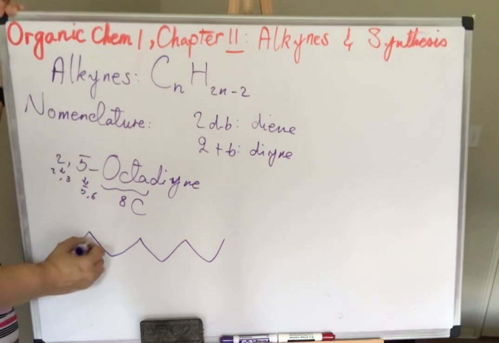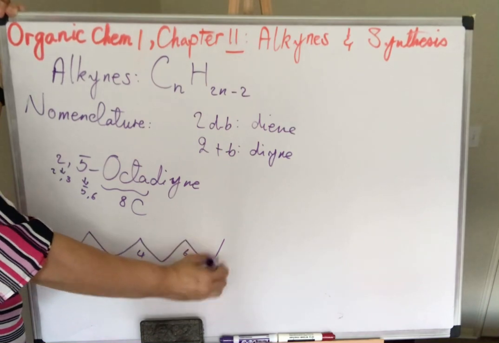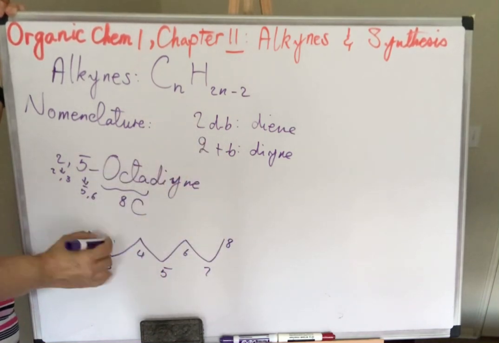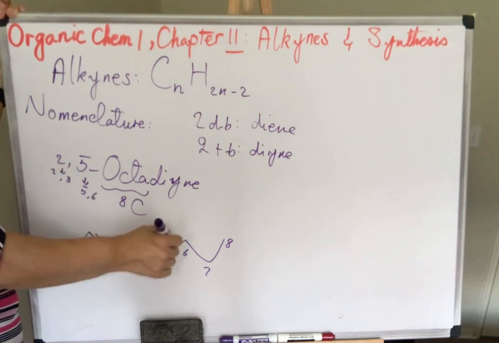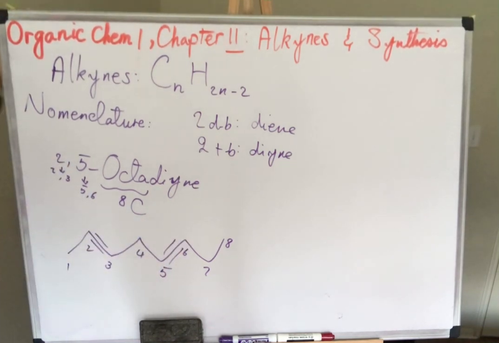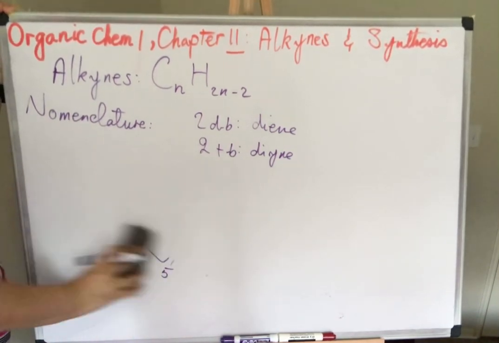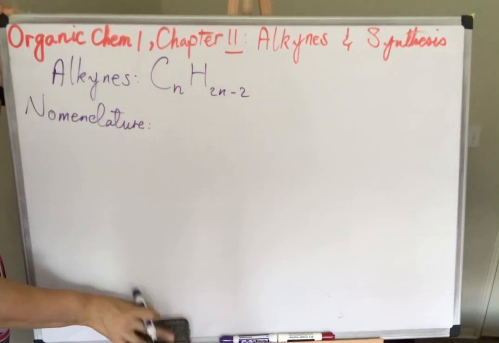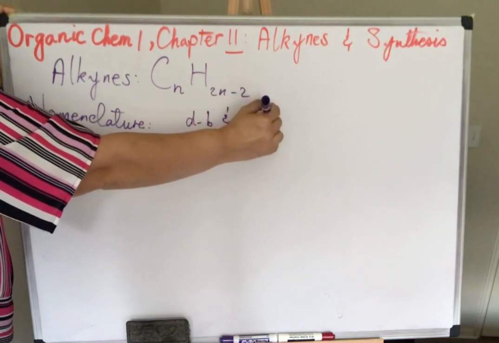So we number it first: 2, 3, 4, 5, 6, 7, and 8. The first triple bond is between the second and third. The second triple bond is between the 5th and 6th. That's our 2,5-octadiene. And the last thing you need to know is, what if we have a combination of double bond and triple bond?